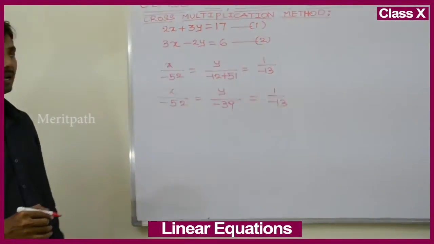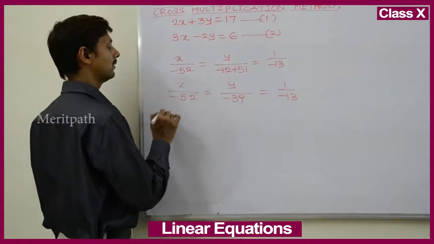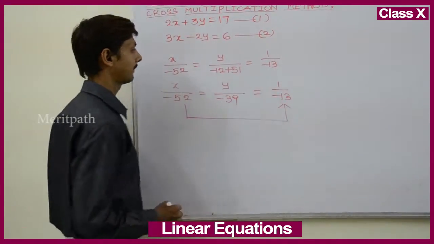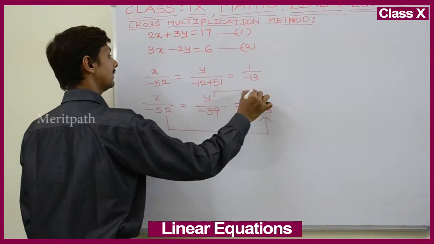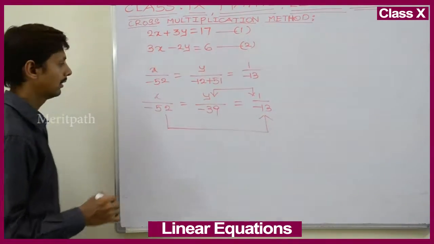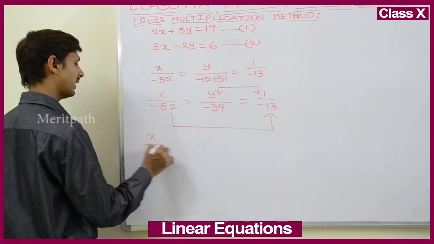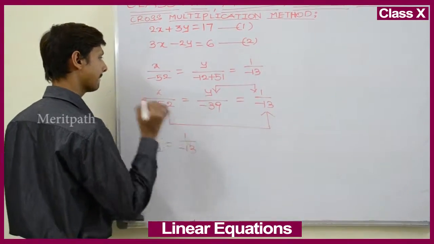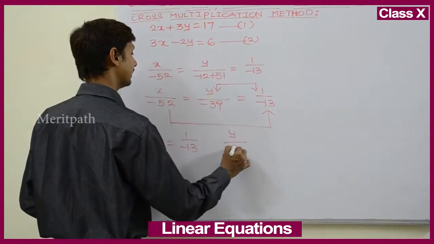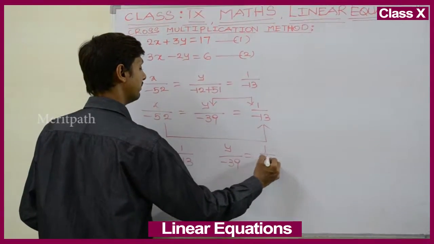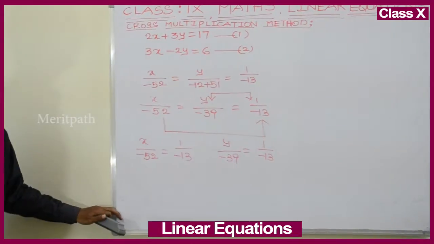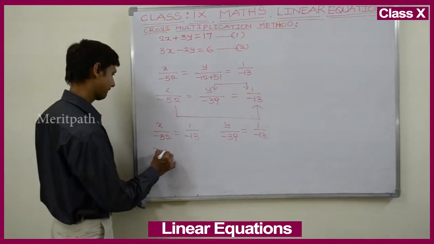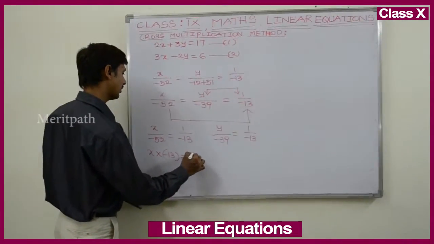After simplification, we take the first value and make it equal to the constant, and we take the second term and make it equal to the constant number. First, x by minus 52 equals the constant number 1 by minus 13. Then y by minus 39 equals 1 by minus 13. After cross multiplication, x into minus 13 equals 1 into minus 52.